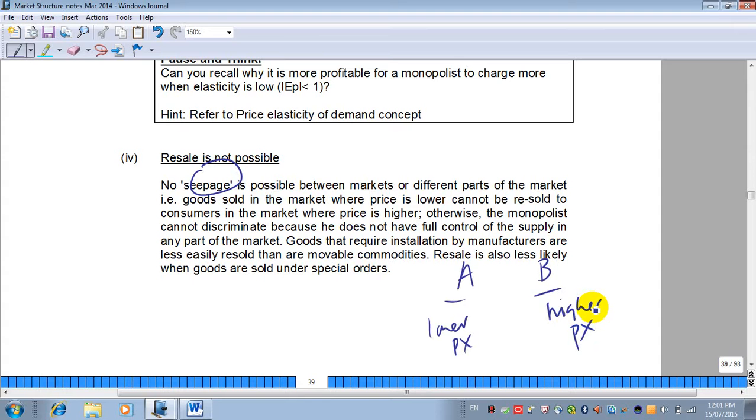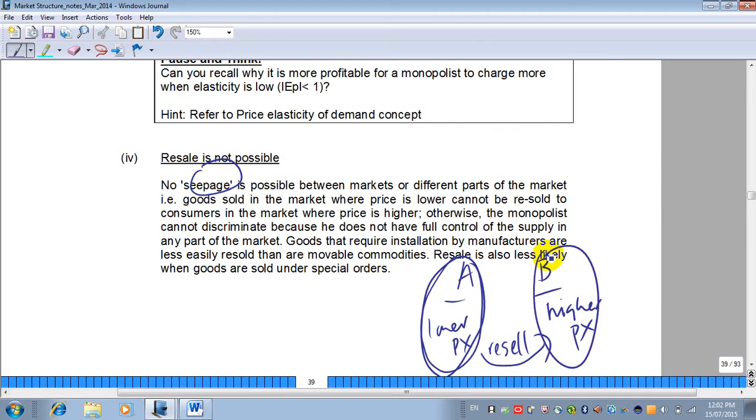What would happen is that consumers in market A will buy more of the good, and then they will resell to consumers in market B. I repeat, if resale is possible, consumers in market A would buy the good and then resell to consumers in market B. And if that is so, your price discrimination is not going to work, because people in market B will not buy anymore from you. They will just buy from the consumers who are reselling from market A.